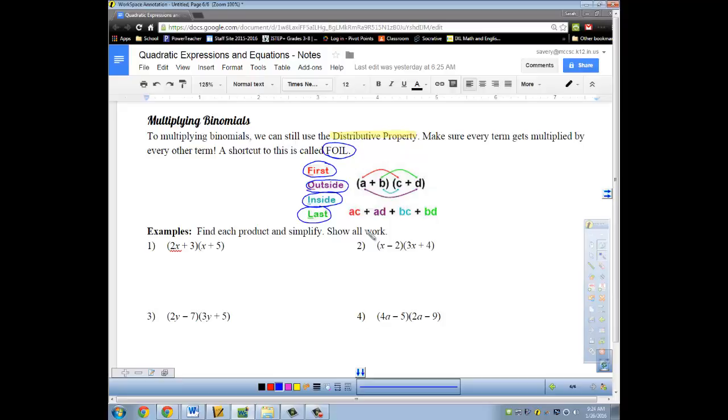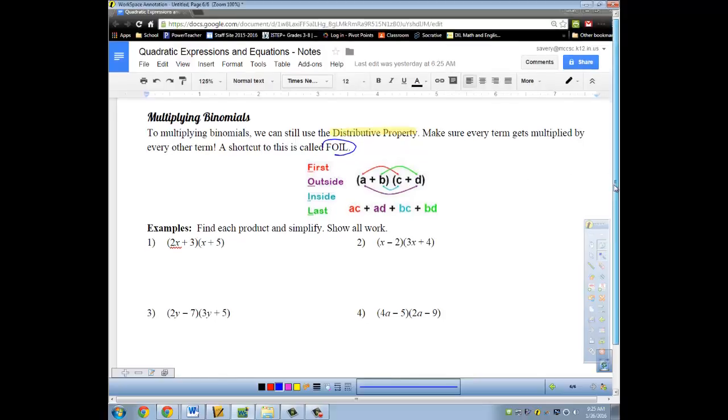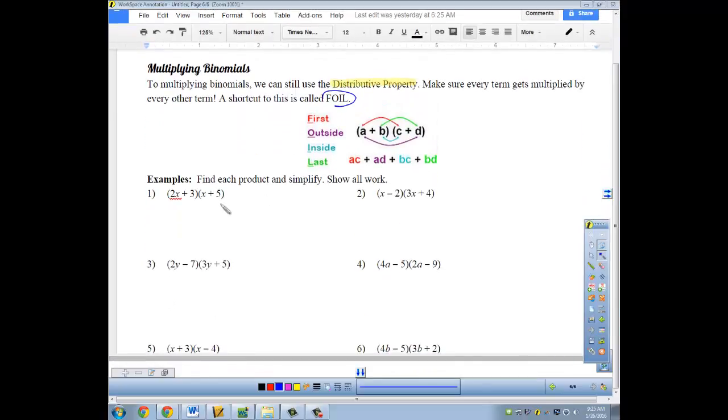So again, this is just a method to help you keep yourself organized and not accidentally do something more than once or forgetting something. So you could do the first terms in each set of parentheses, the last or the outside terms, so A and D, the inside, so B and C, and then the last terms, B and D. So let's go ahead and look at an example.